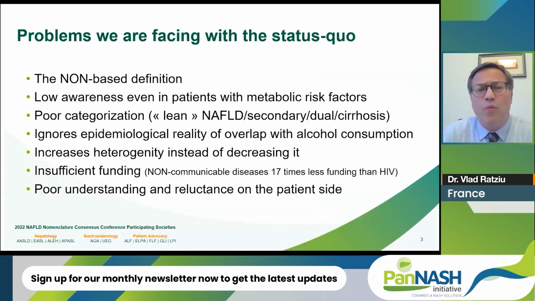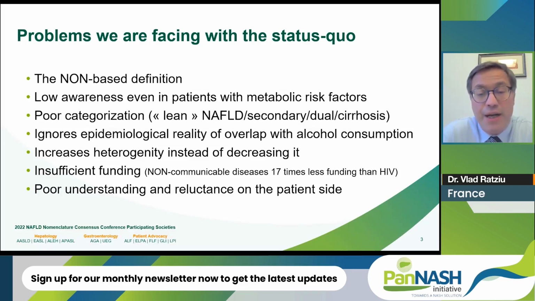And the reason we do it is that we face a certain number of problems if we keep the old nomenclature for this condition. It is a negative-based definition, meaning that you define something by what it is not, which is not desirable, scientifically speaking. There is low awareness for this disease, particularly in patients with metabolic risk factors, since this is not part of the current definition. It does not sufficiently categorize people with different aspects of the disease, such as lean NAFLD, secondary cause of steatosis, dual cause of steatotic liver disease. It ignores the epidemiological reality of the overlap with alcohol consumption, meaning the requirement that there is no alcohol consumption in the definition ignores a whole part of the population that actually shares the risk factors for steatosis.